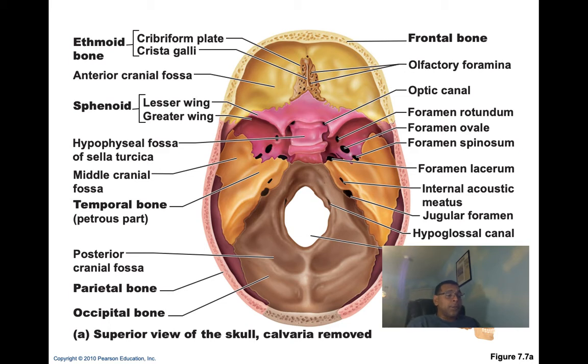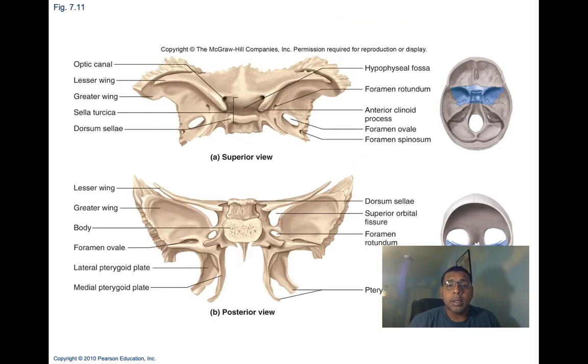Next, then, let's move to the sphenoid bone. Here we can appreciate the sphenoid bone. The sphenoid bone is described as being a bat-shaped bone. It spans the width of the middle cranial fossa, and it articulates with all bones. We can see that here.